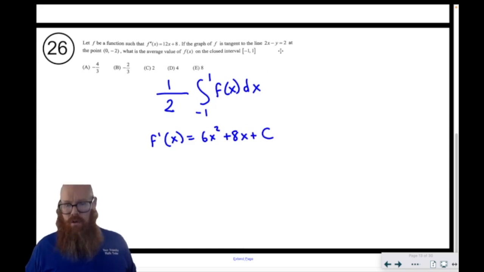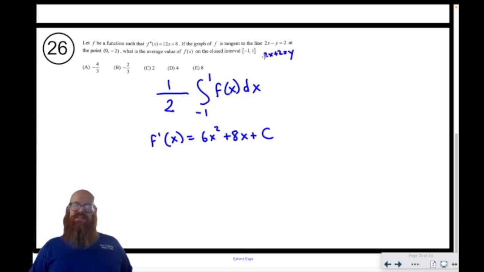What I also know is that this tells me, if I kind of switch places here, 2x plus 2 equals y. Well, that tells me that the slope is 2 when the x is 0. So that means f prime of 0 has to equal 2. If f prime of 0 is 2, then when I plug in 0, c has to be 2. So f prime of x is 6x squared plus 8x plus 2.